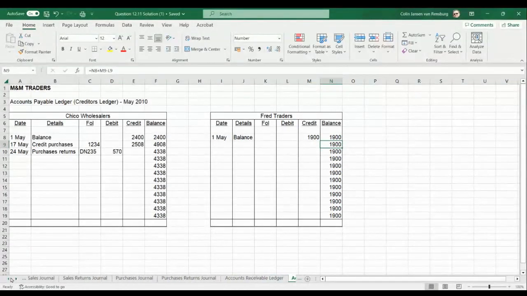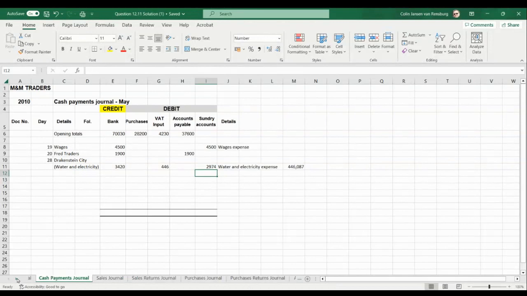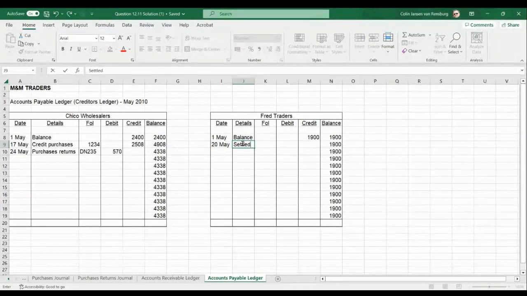Now let's just go and see again if we've got a date there. We said on the 20th. We didn't put our EFT reference number, our electronic funds transfer requisition reference number, but we've got a date there of the 20th. The 20th of May. Say paid on account, or in this case, we settled it in full, settled account.